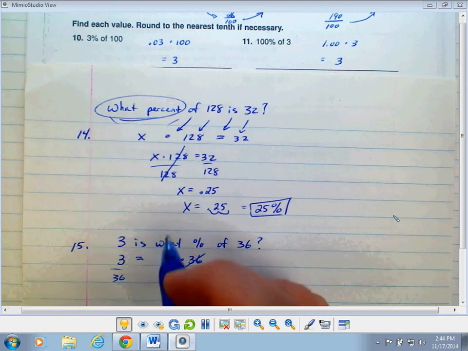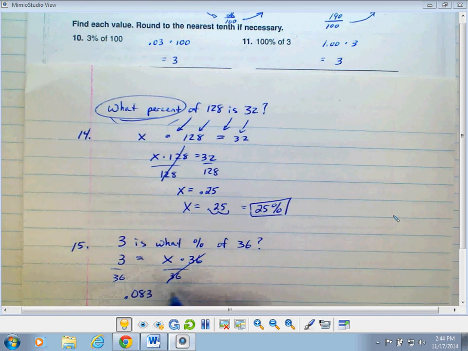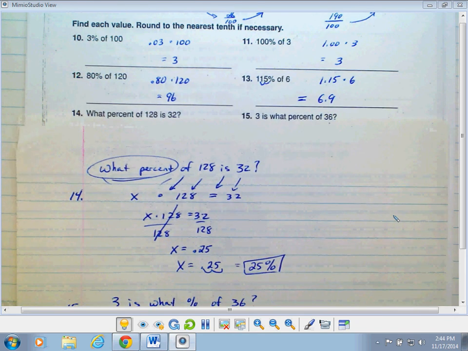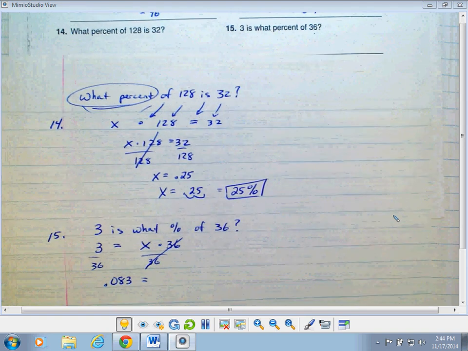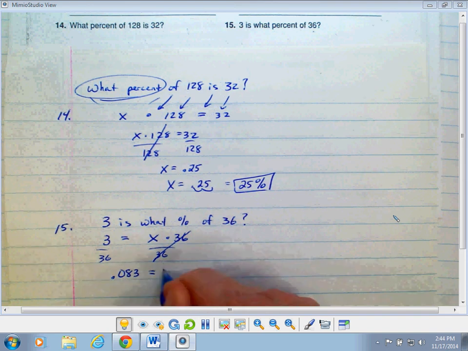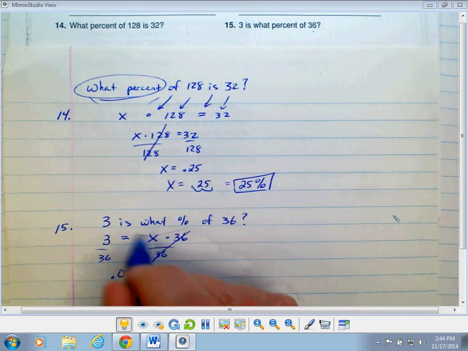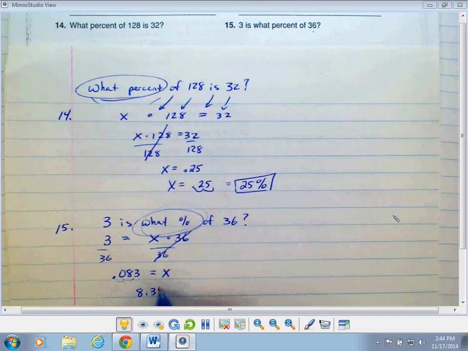I'm going to get 0.083 repeating. I'm just going to round to 0.083. And that's what x is equal to. But again, I'm looking for a percent, so I want to move this two places to the right. The answer to this is 8.3%.